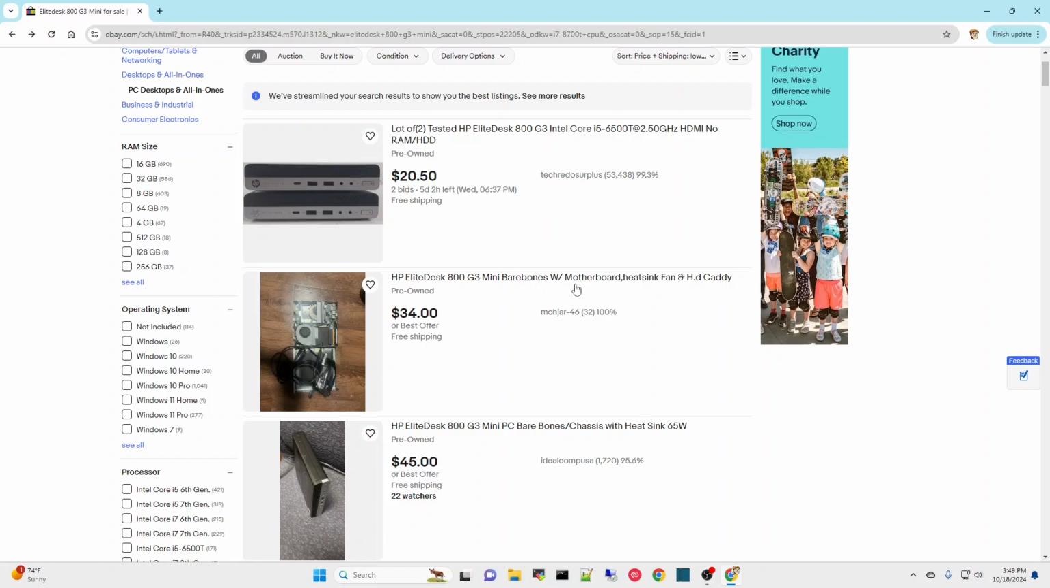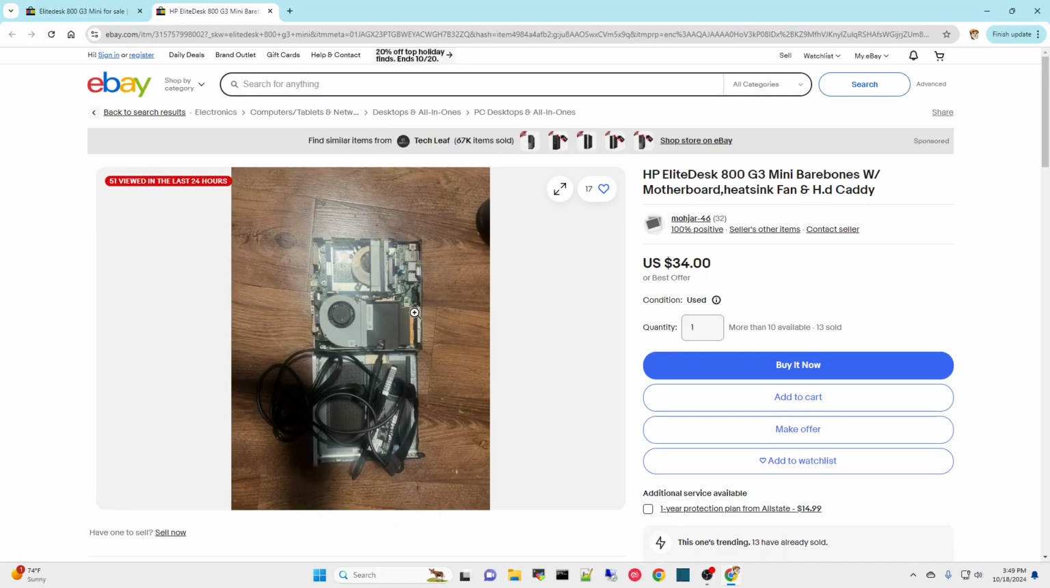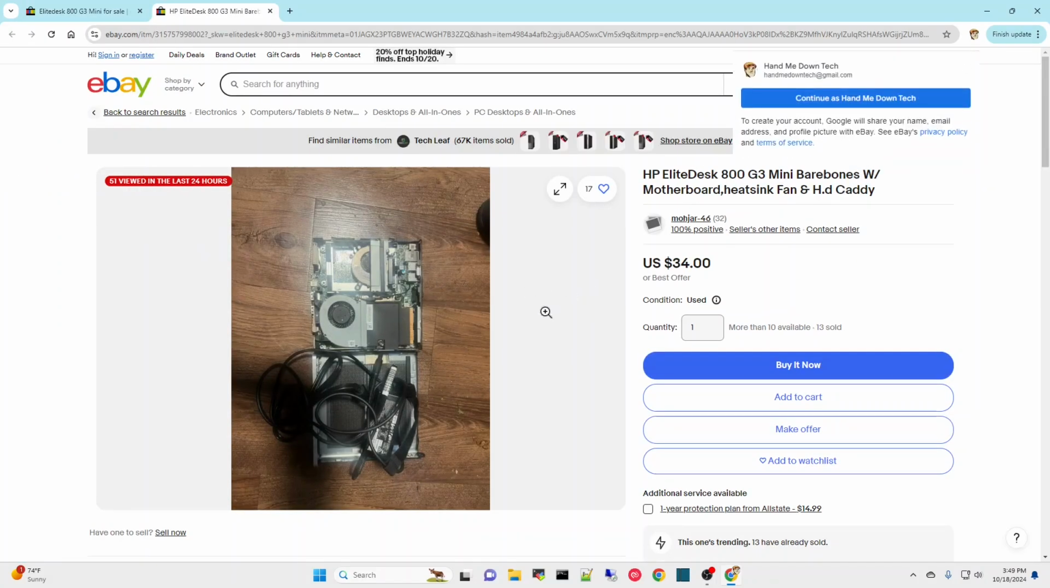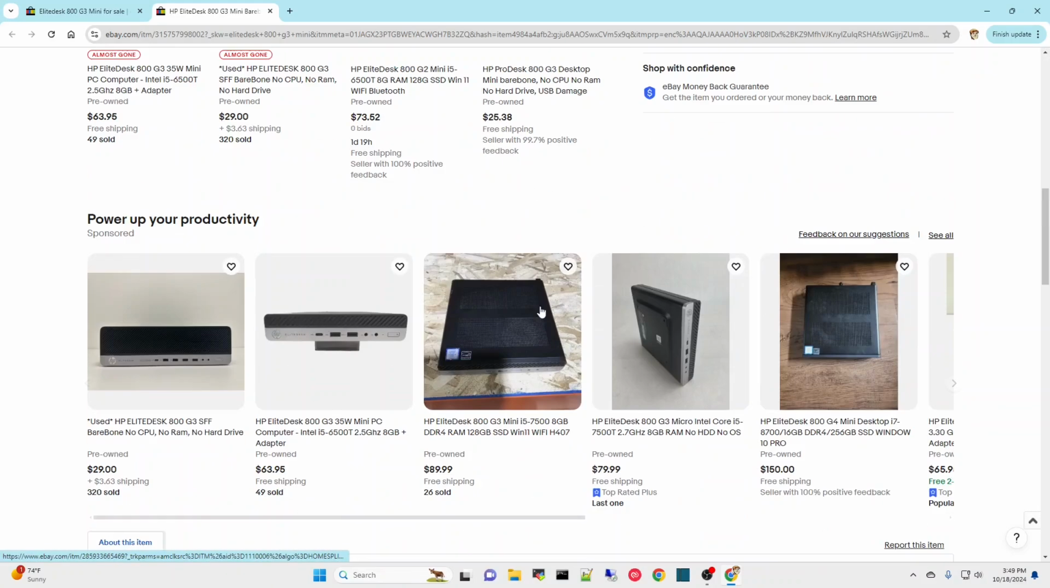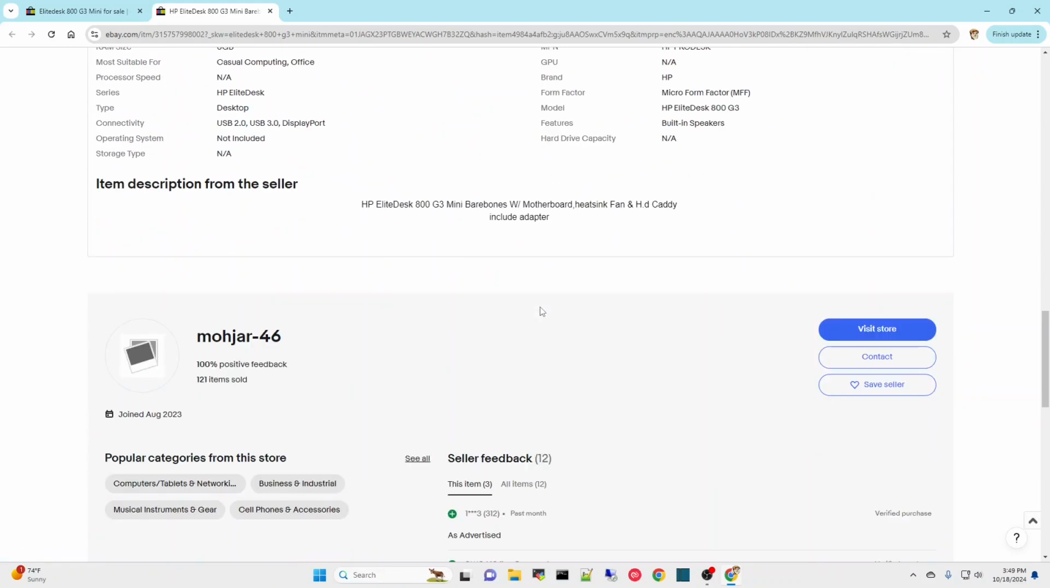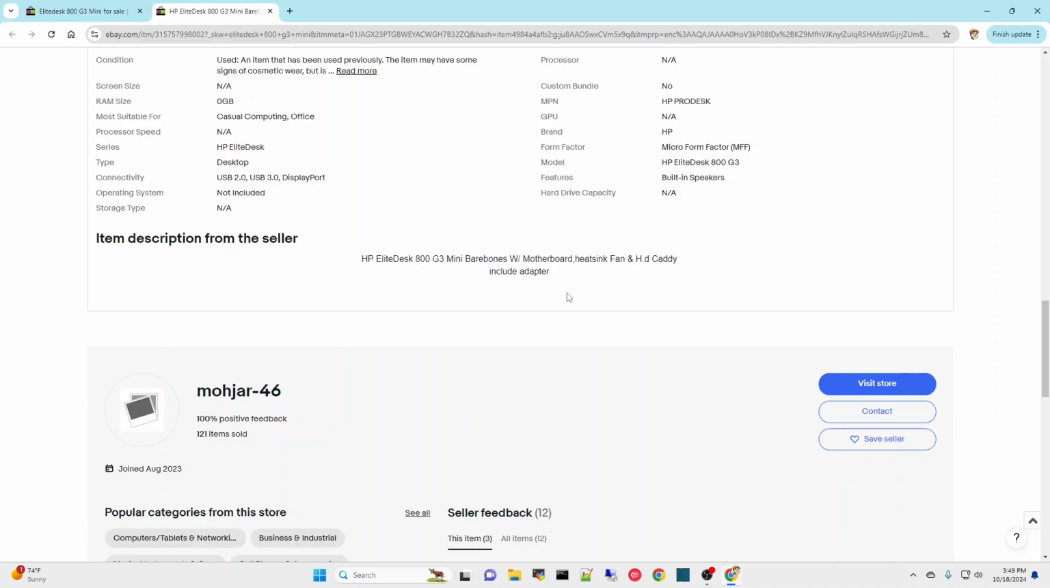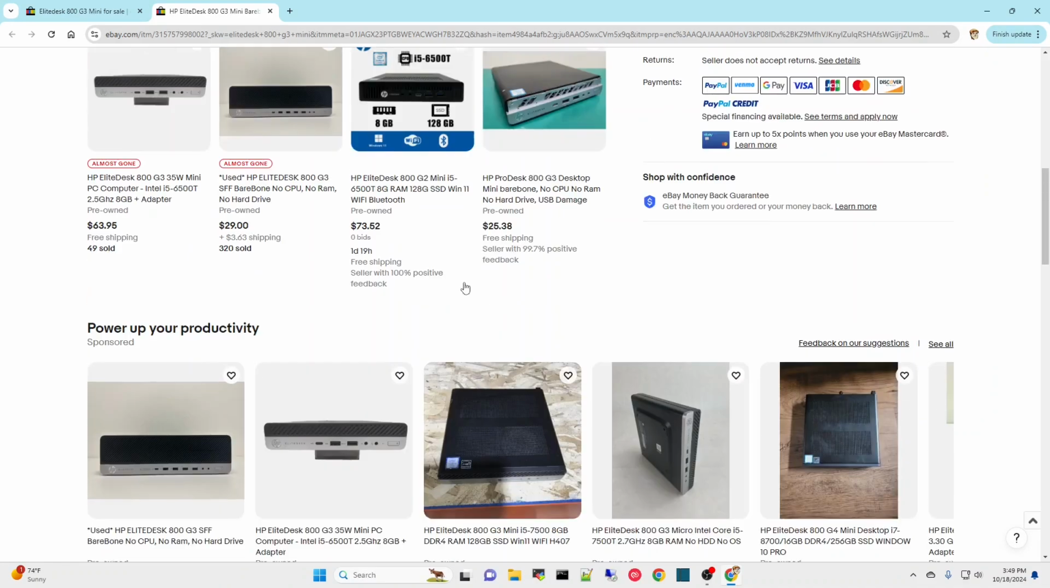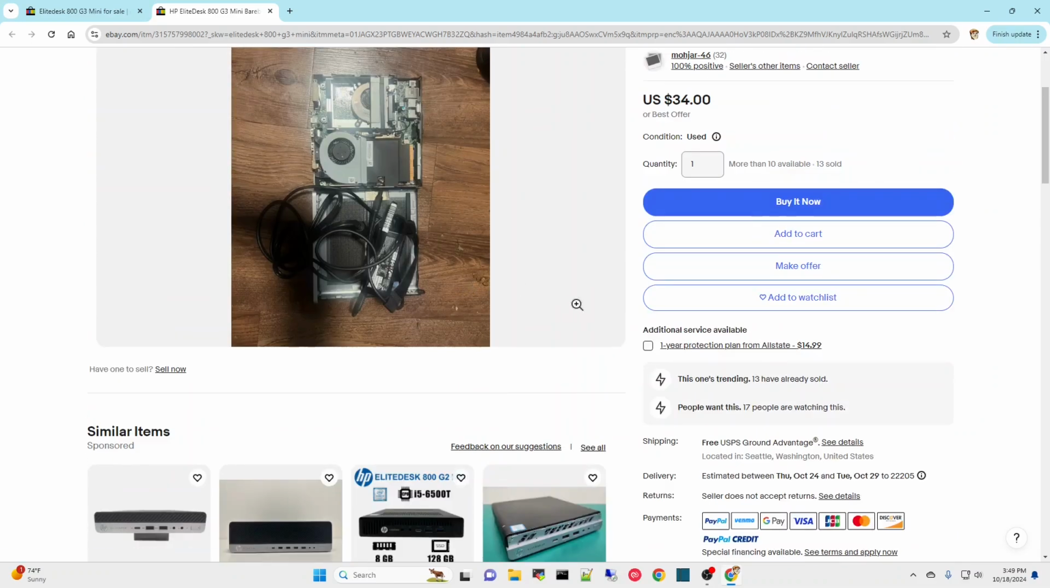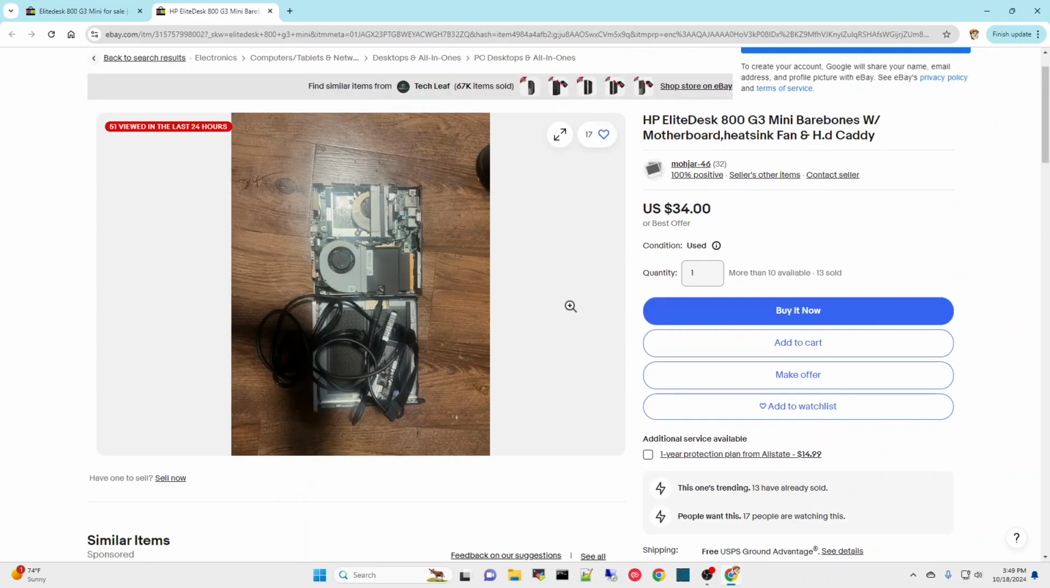Here's one. Bare bones. Motherboard, heat sink, fan, and drive caddy. So this essentially is saying that it's got everything. Wow, it even gives you an adapter. This one's a little confusing. It's telling you what's in there.